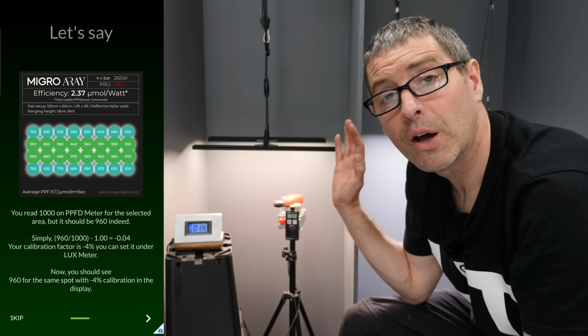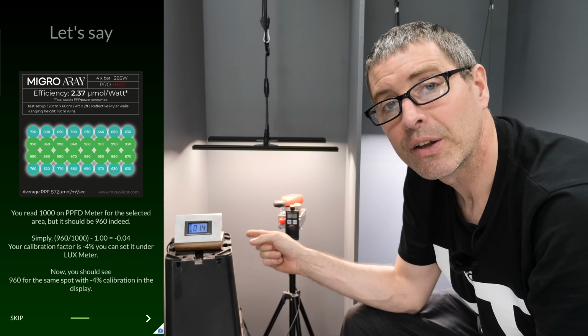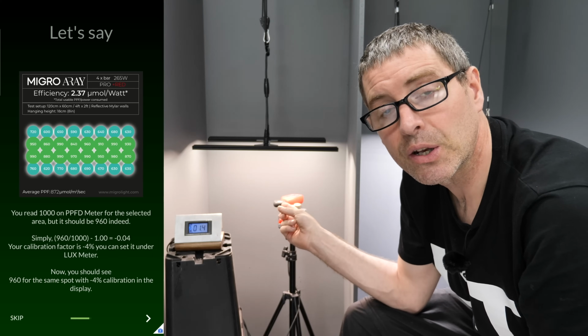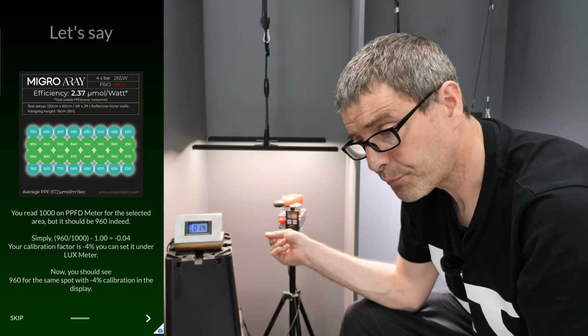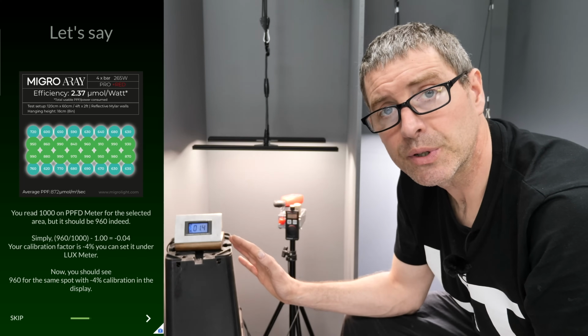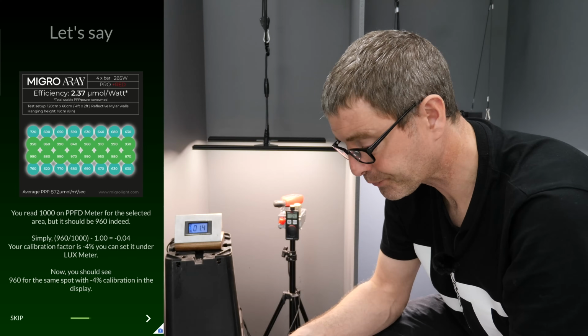But in this instance, I'm going to be mainly showing it with the Unit because that's really highly accurate straight out of the box, and the Unit, certainly with shipping, is in the region of $50 to $60 or euros in total, which is really good value for money for a highly accurate PAR meter.